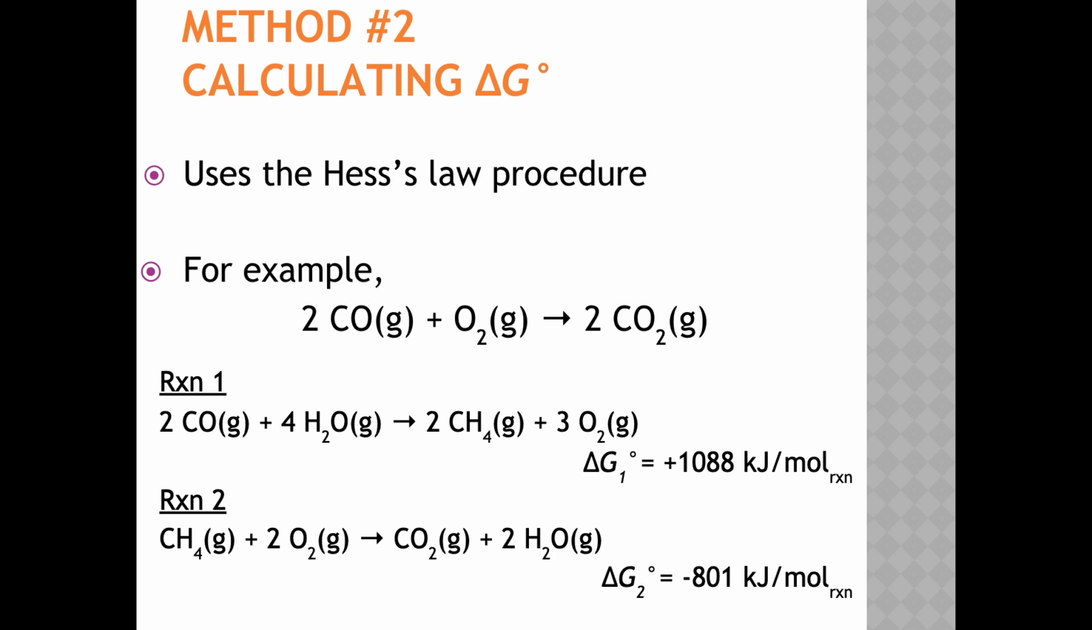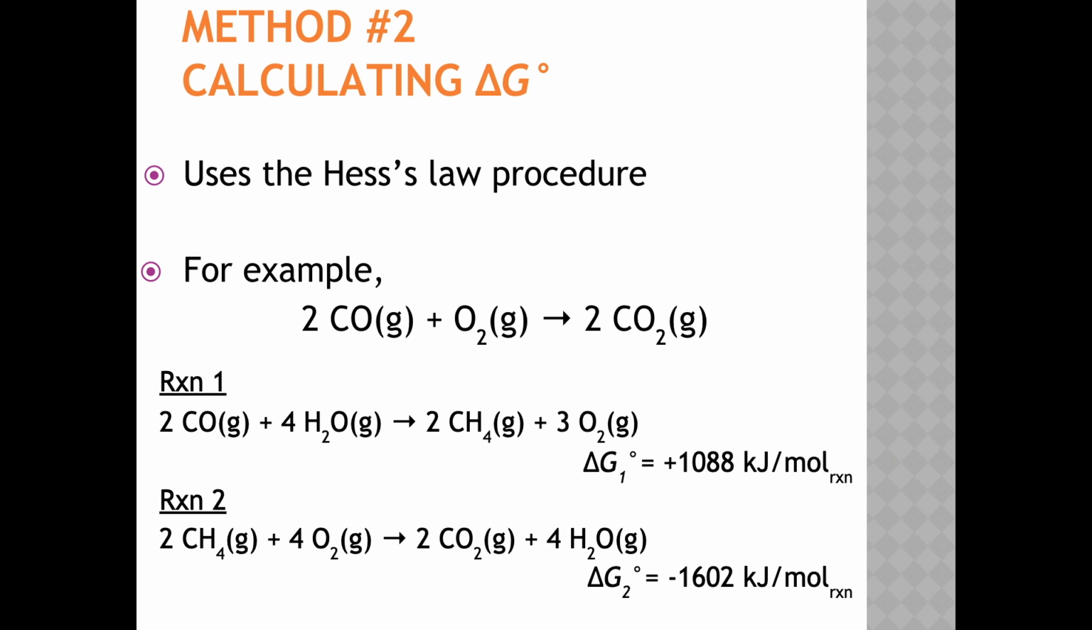Now to get 2 carbon dioxide molecules on the right side, we'll have to double the second reaction. This means we'll double deltaG 2 as well. Now the sum of these 2 reactions is the one we're looking for. So the sum of their deltaGs will give us the deltaG we're looking for, which is a total of negative 514 kilojoules per mole of reaction.